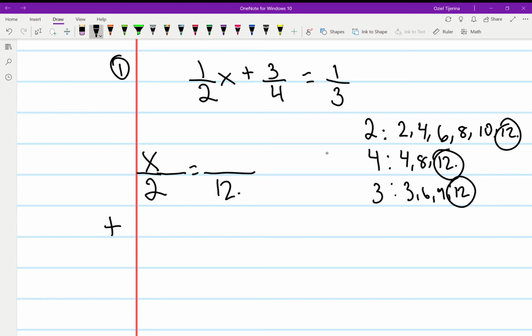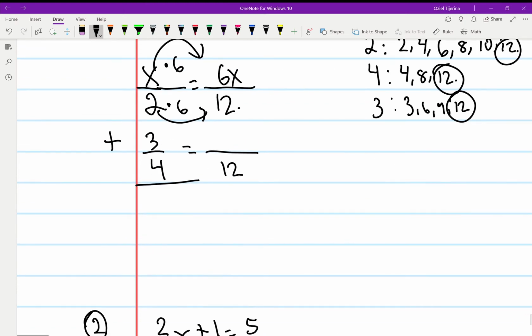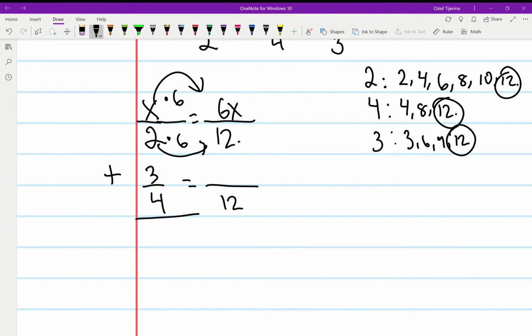And then we have a plus 3/4. And then we always put over 12. And so right here, to get from 2 to 12, we multiplied by 6. So on the top, we can multiply by 6, okay? So then we get 6x over 12.